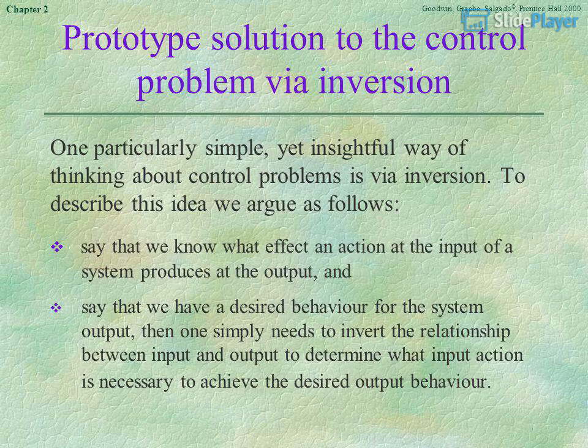2.4 Prototype solution to the control problem via inversion. One particularly simple, yet insightful way of thinking about control problems is via inversion. To describe this idea we argue as follows. Say that we know what effect an action at the input of a system produces at the output, and say that we have a desired behavior for the system output, then one simply needs to invert the relationship between input and output to determine what input action is necessary to achieve the desired output behavior.